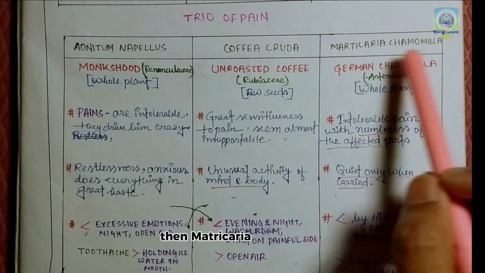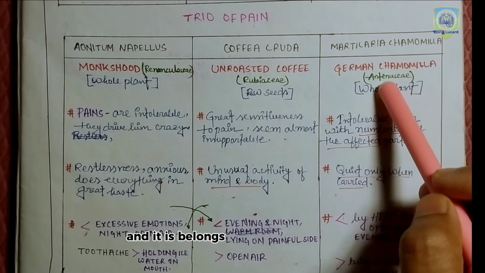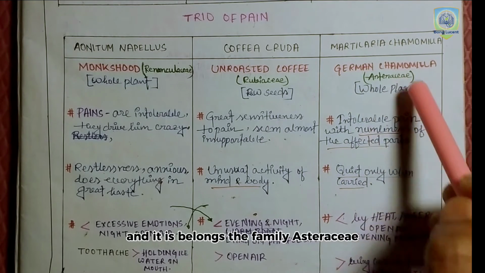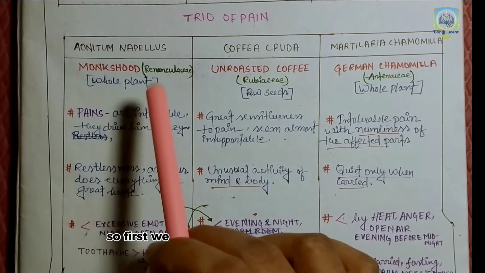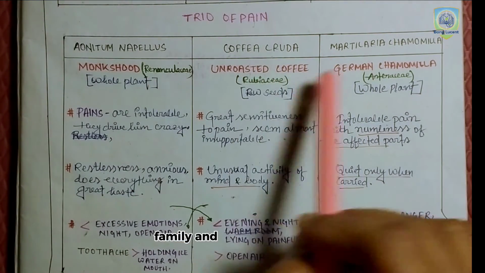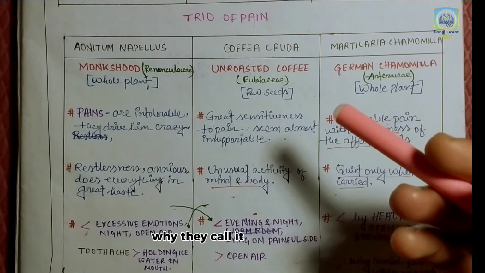Then Matricaria chamomilla, where the common name is German chamomile, and it belongs to the family Asteraceae, and the whole plant is used. So first we differentiate their common names, family, and which part is used. Then we go for the actual actions, why they call it the trio of pain.